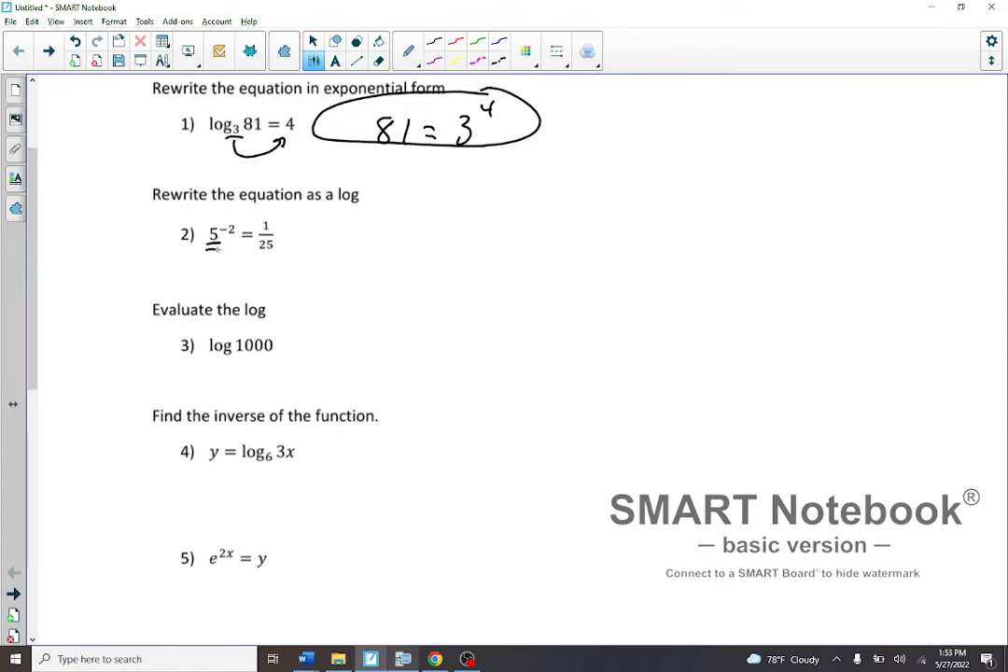Same here. The base of an exponent becomes the base of a log. So this becomes negative 2 equals log base 5 of 1 over 25. Okay.